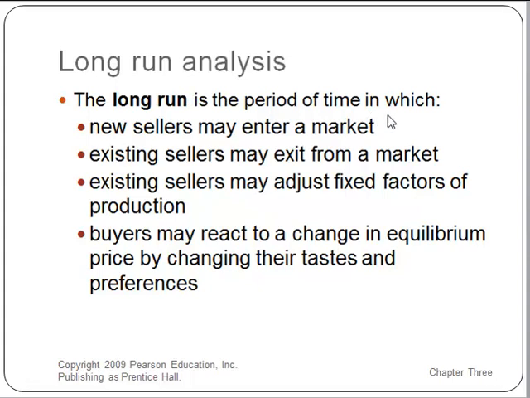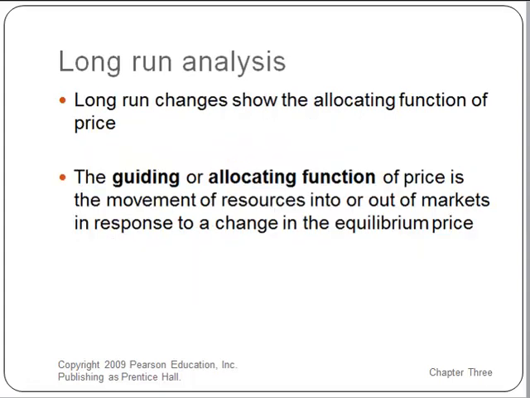The long run is a period of time in which new sellers may enter the market. Existing sellers may exit from the market. Existing sellers may adjust the fixed factors of production. Buyers may react to a change in equilibrium prices by changing their tastes and preferences. During the long run, prices carry out the function we call the allocating function. That helps resources move into or out of the market in response to a change in equilibrium prices. Let's check the following slides to see how this works.